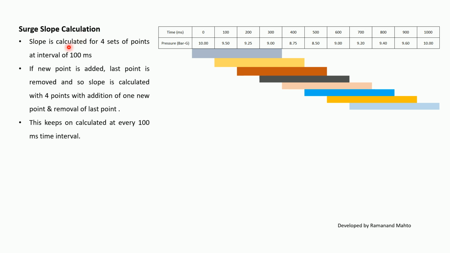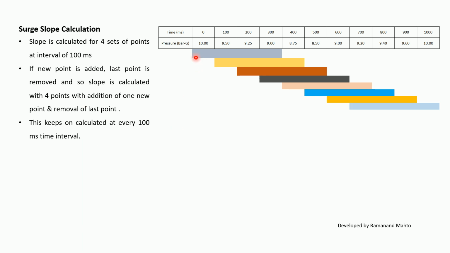Surge slope calculation. Slope is calculated for a set of 4 points at an interval of 100 milliseconds. If a new point is added, the last point is removed, and so the slope is calculated with 4 points, with the addition of one new point and removal of the last point. This keeps on calculating at every 100 millisecond interval.